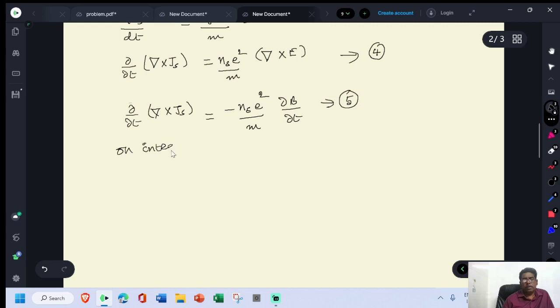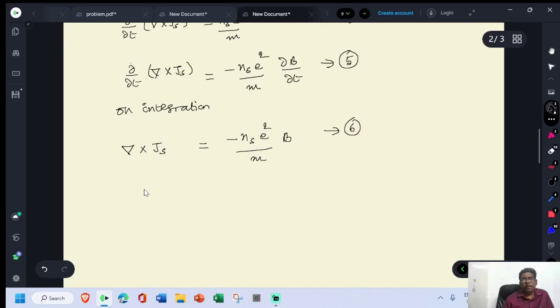On integration, if we integrate equation 5, this dou by dou t and this dou by dou t go out. So del cross js equals minus ns e square divided by m into B. This is equation 6. Here B equals 0 if js is constant. This is our Meissner effect. Equation 6 is called London equation 2, the second London equation. Here the value of B equals 0 if js is a constant.